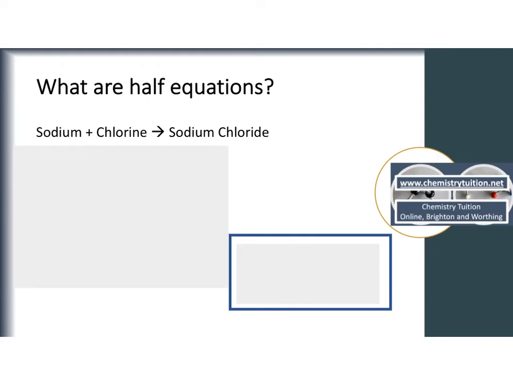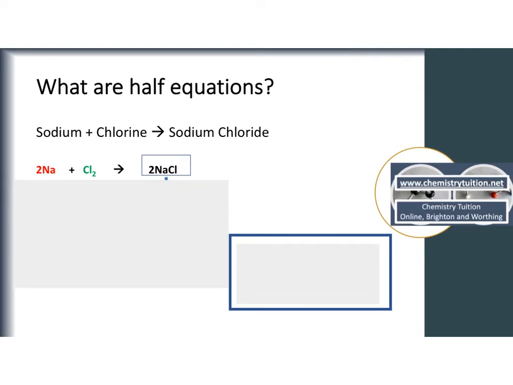So, first of all, what are half equations? Well, half equations are best explained by actually forming one. So let's have a look at the reaction between sodium and chlorine to form sodium chloride. So nice and easy. First of all, we write the word equation, and now let's write the symbol equation. Balance that up, so we have two sodium atoms, a chlorine molecule forming two sodium chlorides.